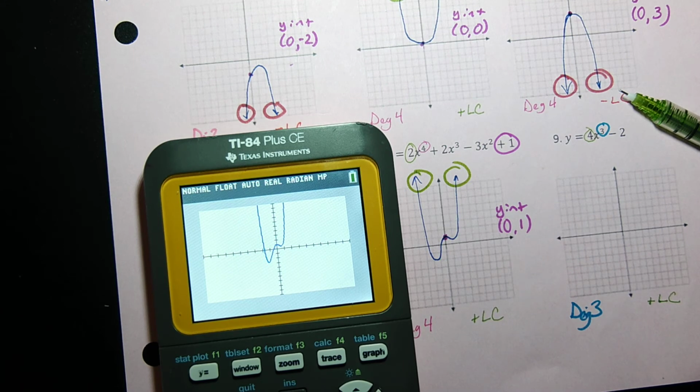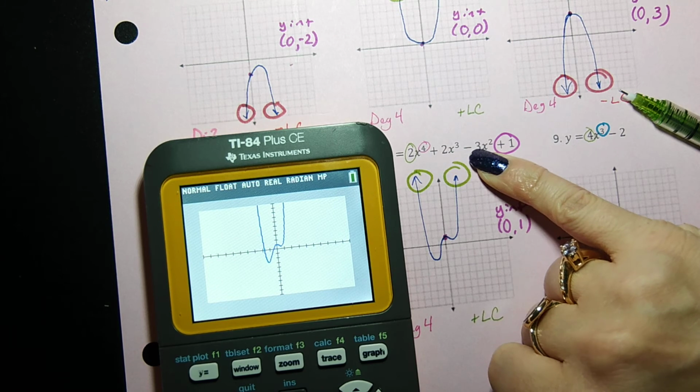Now, I want to show you what happens if you didn't use the little or the big minus sign here.